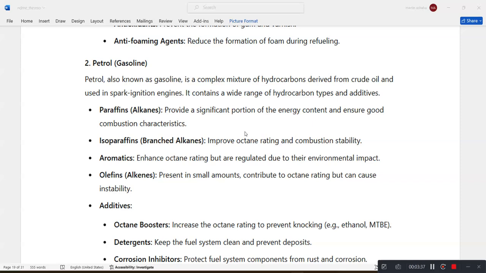These are the branched alkanes. These improve octane rating and the combustion stability of the fuel. Aromatics also enhance the octane rating but are regulated due to their environmental impact, as we had earlier said for the case of diesel fuel. We also have olefins. These are alkenes present in small amounts. They contribute to octane rating but can cause instability. So their addition also needs to be controlled.